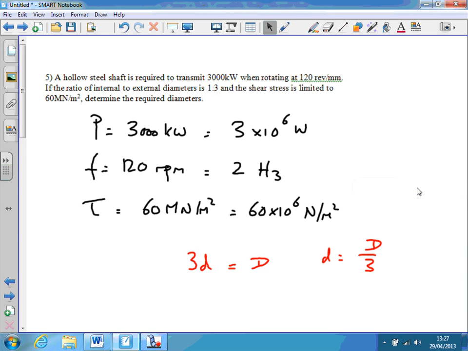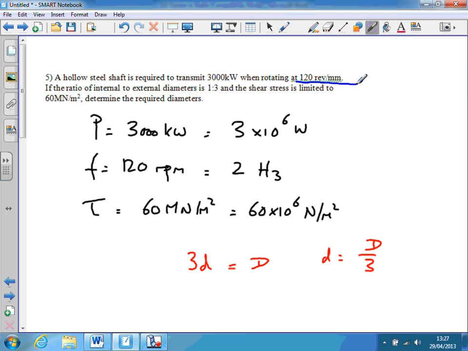Torsion in shafts, tutorial questions number 5. This one is quite an algebraic one too, but again we extract the information we know. We're given the power, so we get that into a convenient unit. We're given that it's rotating 120 revolutions per minute. That's a bit of a typo there, it should be per minute.